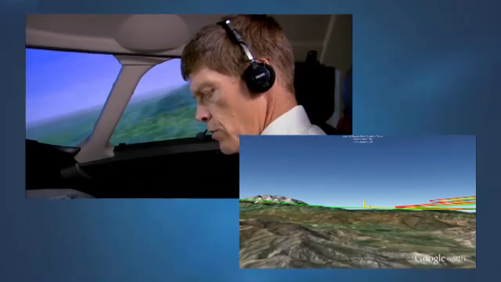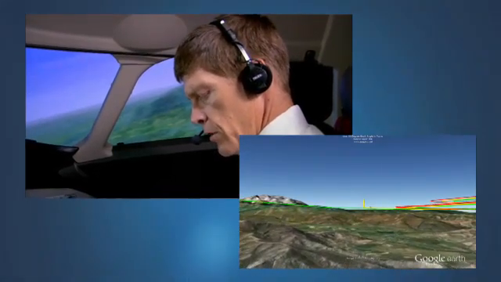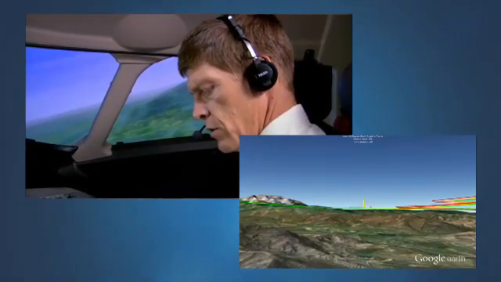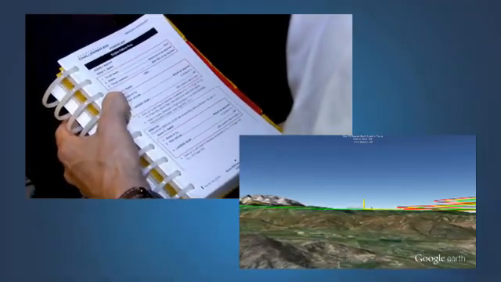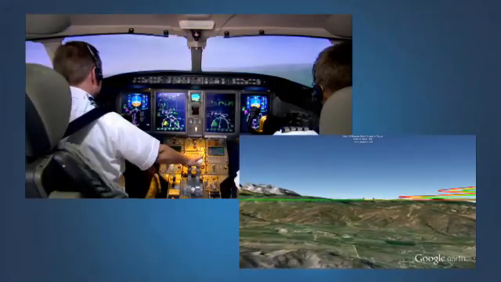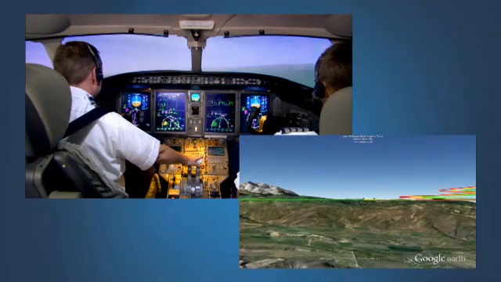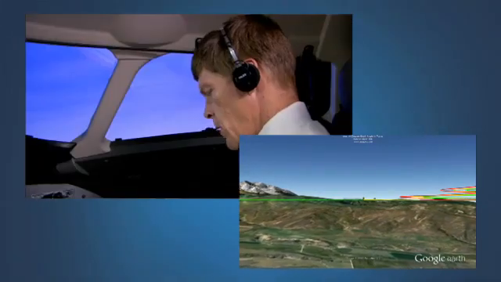Engine failure procedure above V1. Rotate at VR, pitch attitude adjust as required to achieve V2. Landing gear up after a positive rate of climb. Climb at V2 until clear of obstacles, then accelerate to V2 plus 15. Flaps retract. Then climb at en route speed. That's where we are right now. And I have the engine shutdown in-flight procedure.